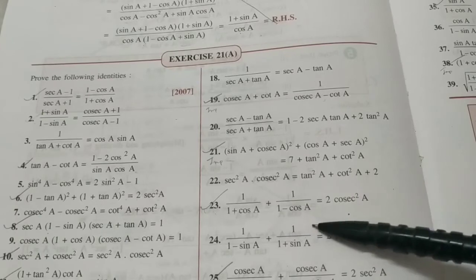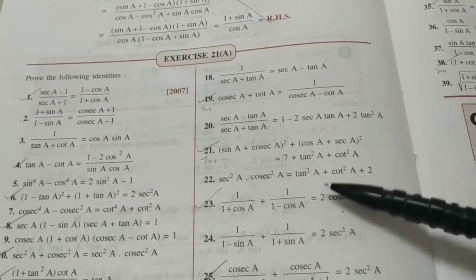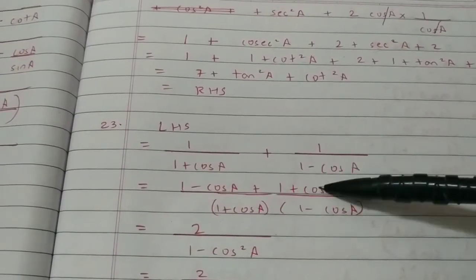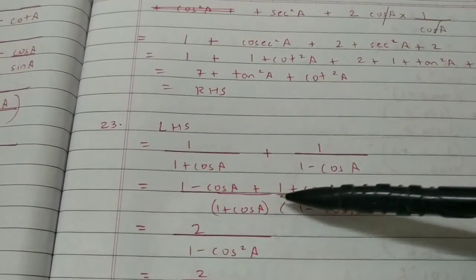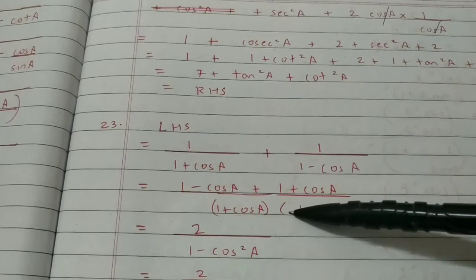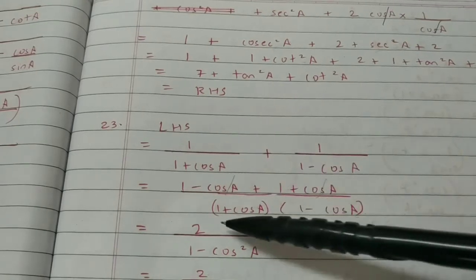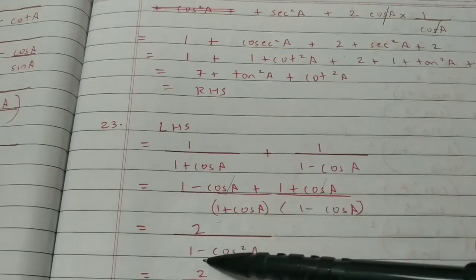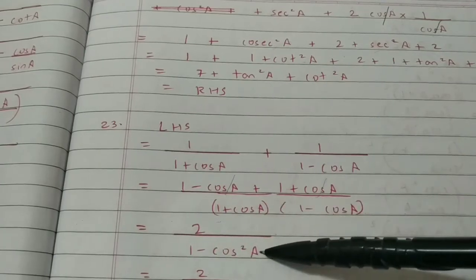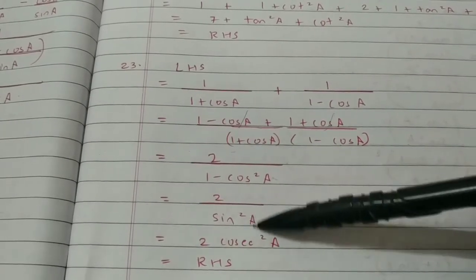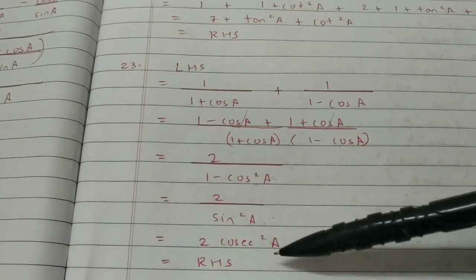We'll start with the LHS and we'll do LCM. So it becomes 1 minus cos A plus 1 plus cos A, and the denominator is in the form A plus B, A minus B. Here minus cos A plus cos A gets cancelled, so 2 remains, and this becomes 1 minus cos square A, which is sine square A, and that becomes a reciprocal, cosec square A. That's how you get the RHS.